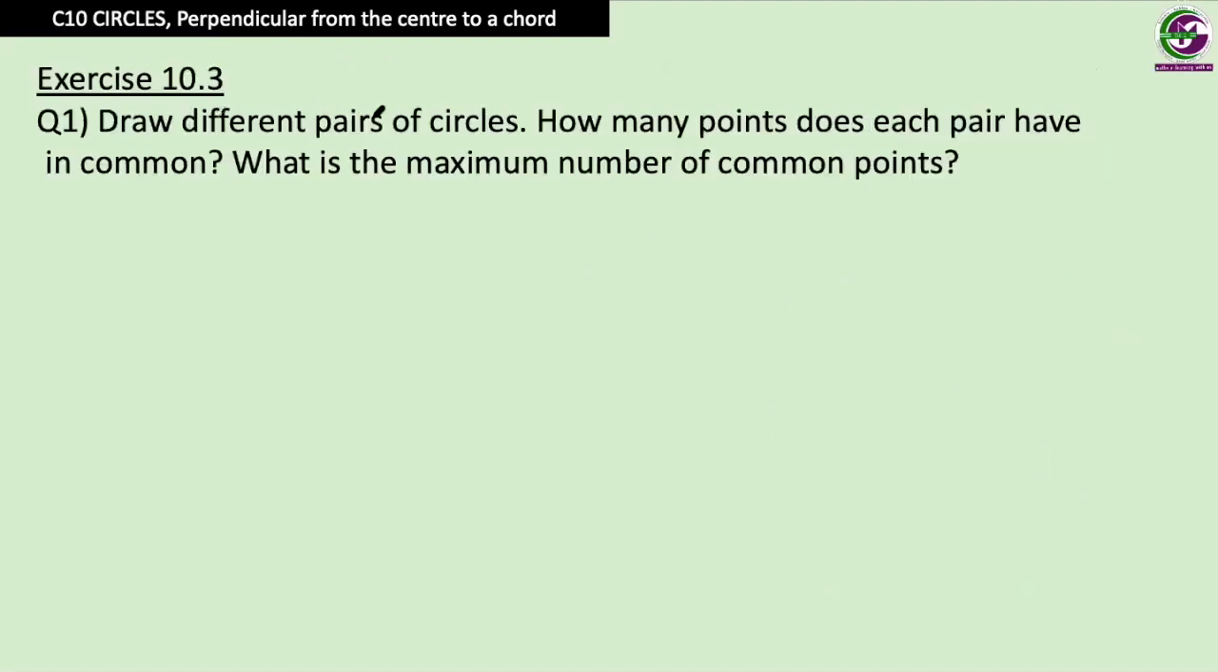Draw different pairs of circles, different pairs, which means you can't draw one over the other. How many points does each pair have in common, and what is the maximum number of common points? Here we have 2 circles. They are not intersected, so we have 0 common points.